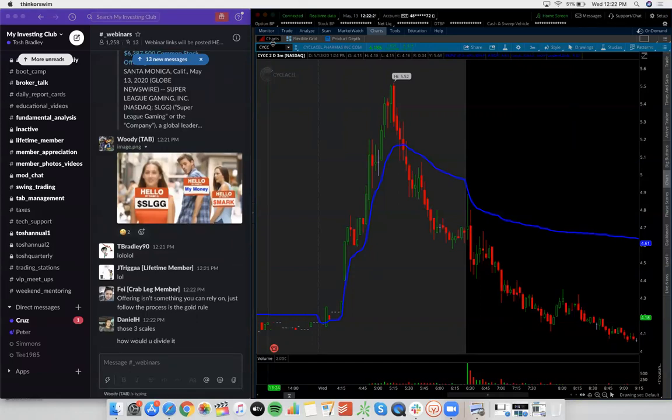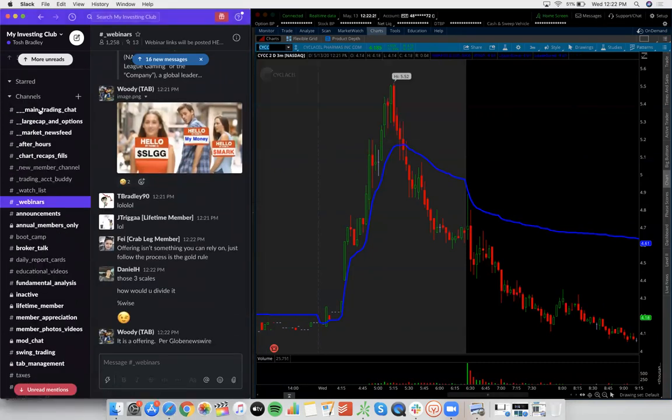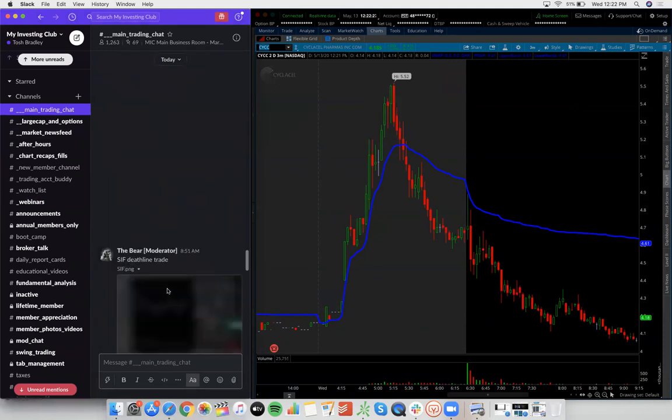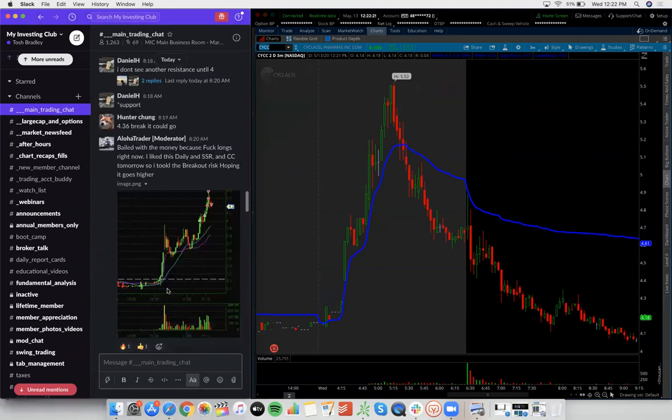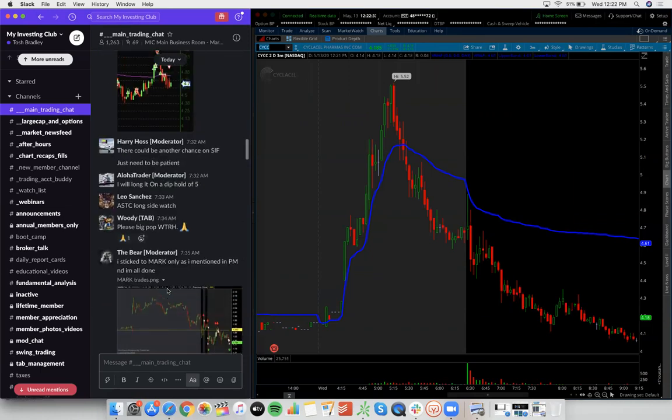Those three scales, how would you divide it? So he's talking about my chart. Let me go back just so people can see what we're talking about. You've got to go bigger size, in my opinion. Everybody has a method to their madness. What I do is I go bigger.